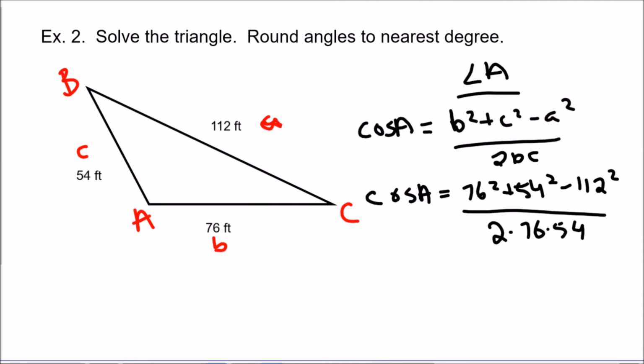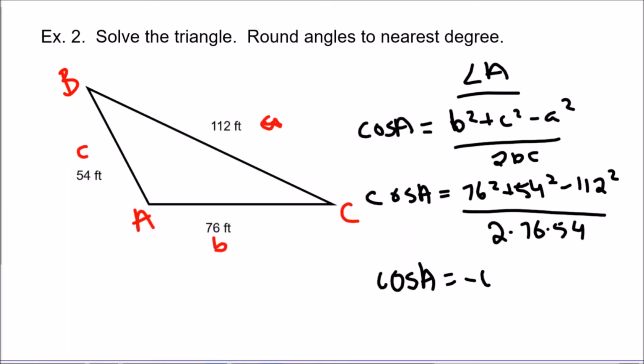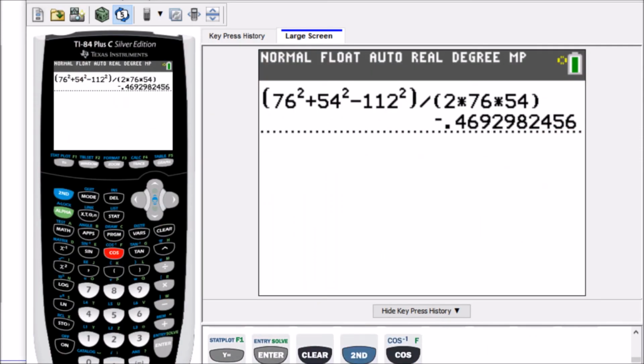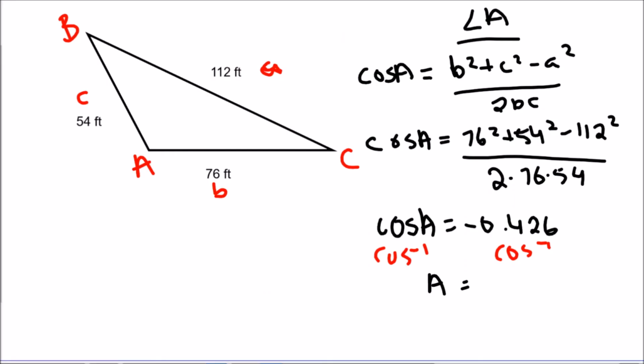So that's my value for cosine A, right? That was just the right side of the equation. So cosine A is equal to negative 0.426. If I want to find A, I do the inverse cosine of both sides. So my A value, my answer gives me 118 degrees. So 117.98, 118 degrees. That's my angle A.